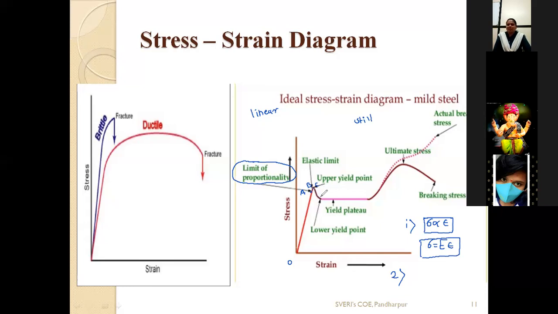So at point C, the stress is called the upper yield point. Upper yield point. Okay. After that, write down the third point.